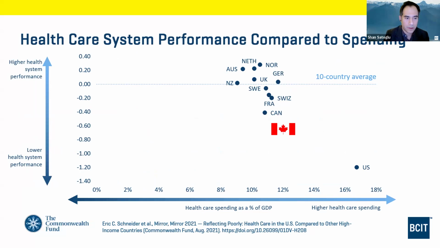So the same sort of chart presented in a slightly different way. In terms of higher performance, Canada is certainly not above the 10-country average. And in terms of spending, it looks like we're in the middle, with the US being way, way above the middle. Next slide, please, Darren.